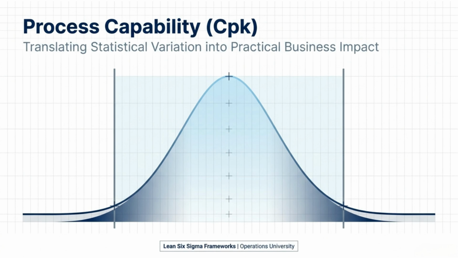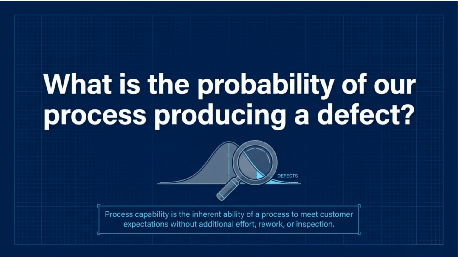Welcome to this video on process capability, or CPK. We'll explore how to translate statistical variation into practical business impact, ensuring your processes meet customer expectations consistently. The core question is, what is the probability of our process producing a defect? Process capability is the inherent ability of a process to meet customer expectations without needing extra effort, rework, or inspection.